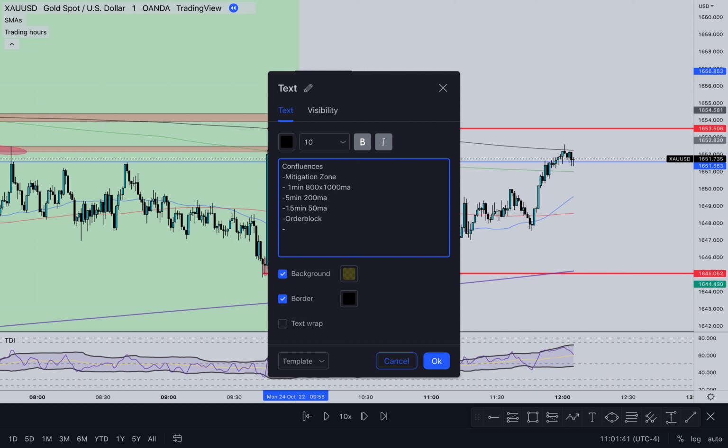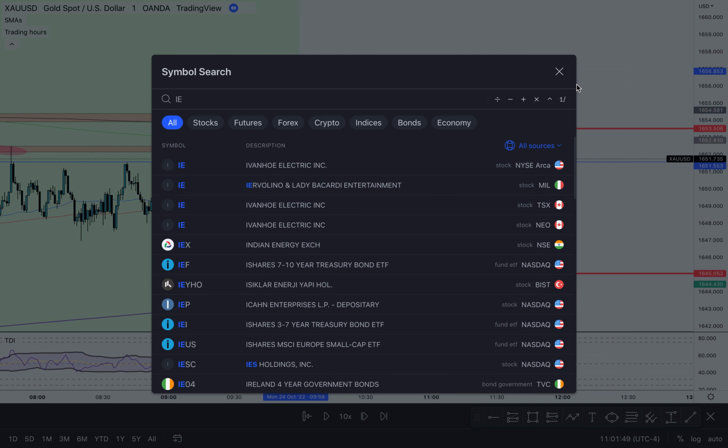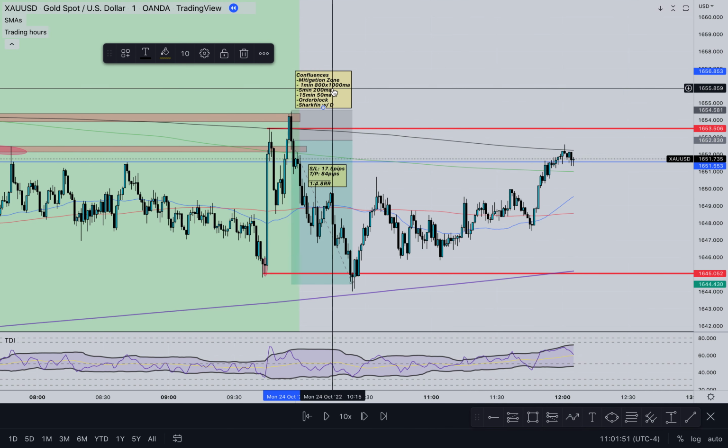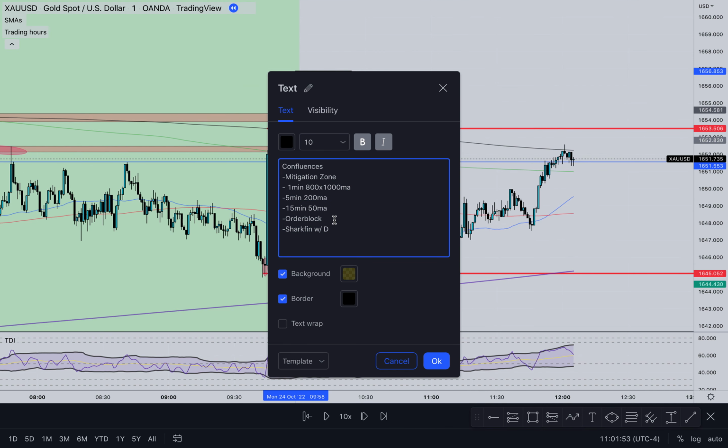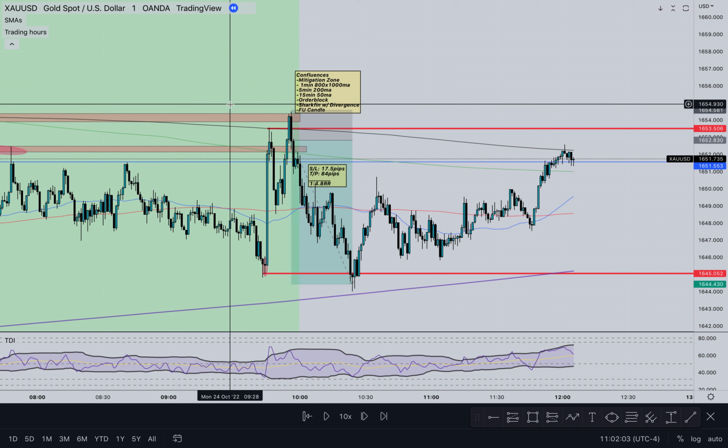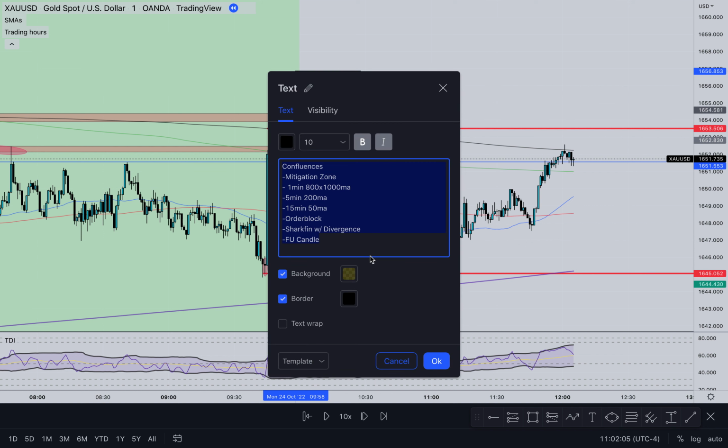So I'm gonna go with shark fin with divergence. And this is all like, go. I'm not writing this down while I'm trading. I'm just calculating in my head, like, oh, we got one. We really got one. You know what I mean? We got one. And then the FU candle, it's a blessing. It's truly a blessing. An FU candle pattern. I want to say pattern because it's low key a pattern.